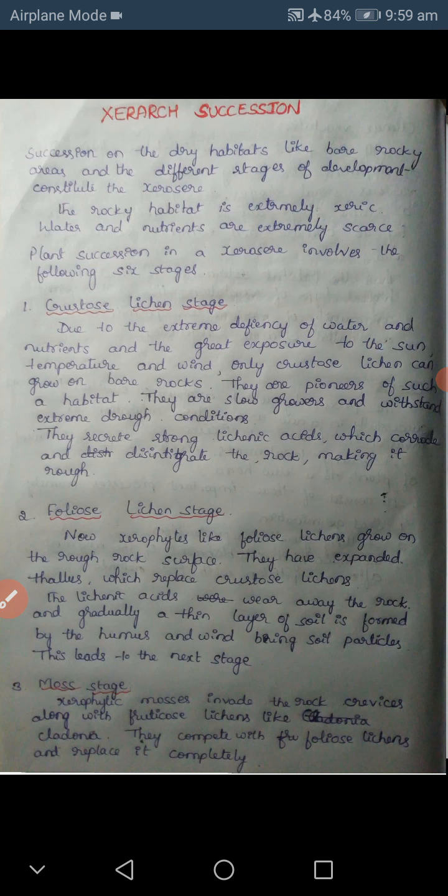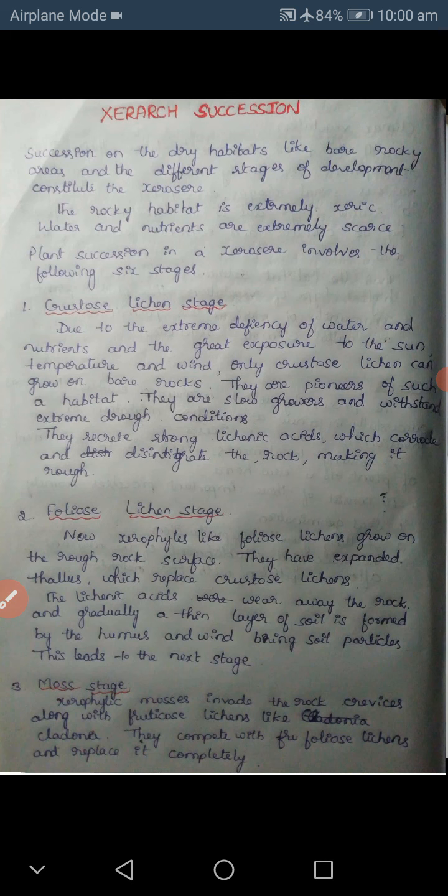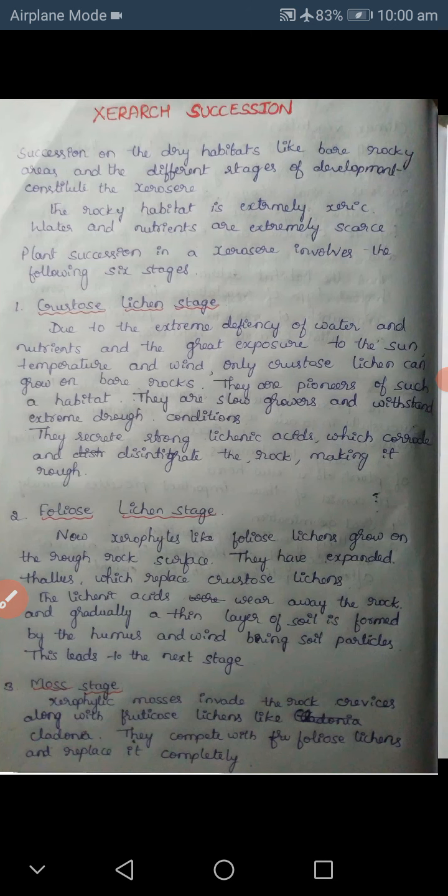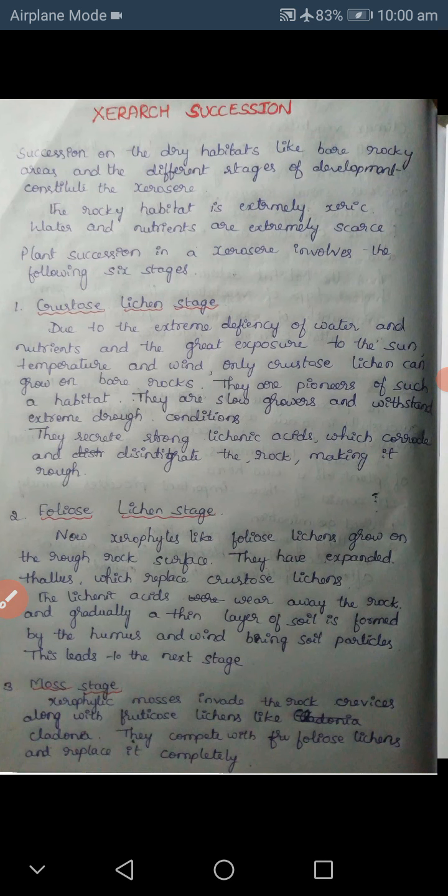Now short-lived annual herbs. Annual herbs means the plant which completes its life cycle in 1 year. Those annual herbs start growing. Later they make way for biennials. Biennial plants means those which complete their life cycle within 2 years. And later perennials. Perennials means the plant which completes its life cycle and can live for a longer period, more than 2 years, and then xerophytic plants will appear.